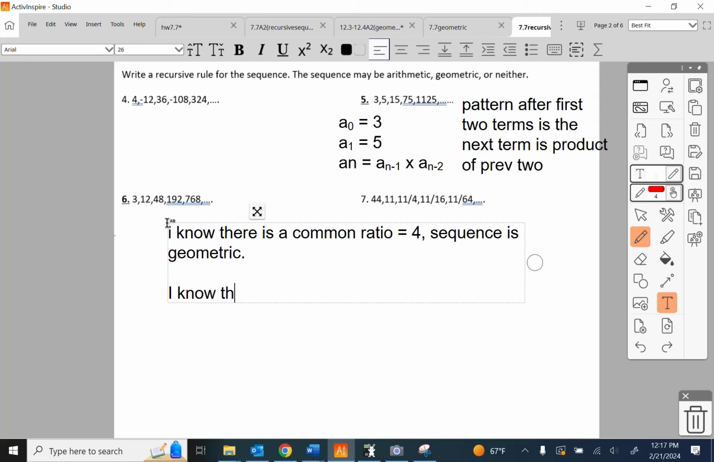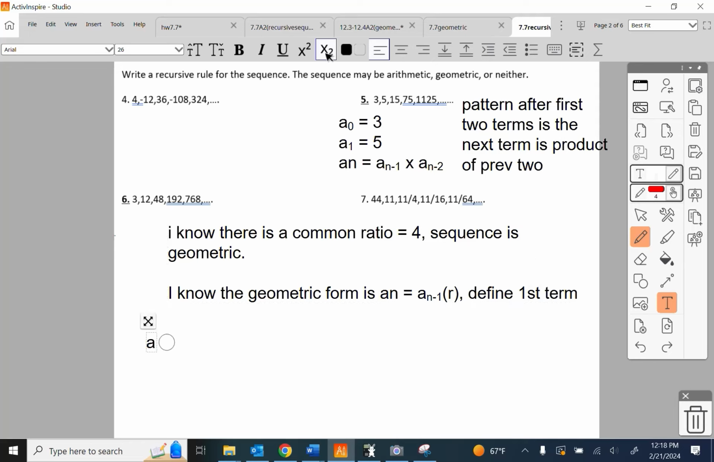And I know geometric form is a sub n equals a sub n minus 1 times the ratio. But you still have to define the first term. You always have to define the first term. So we'll use a sub 1 here. The first term is 3. And from here on out, the nth term, I like to actually put the ratio 4, is 4 because the ratio was 4, times the previous term.